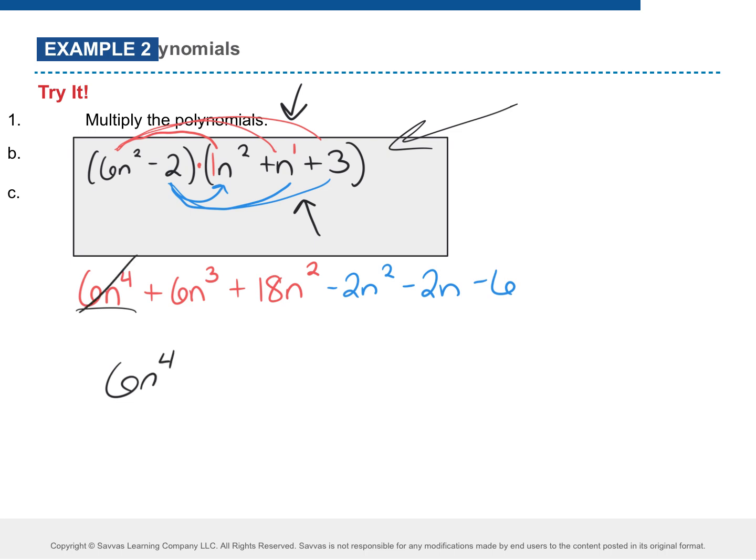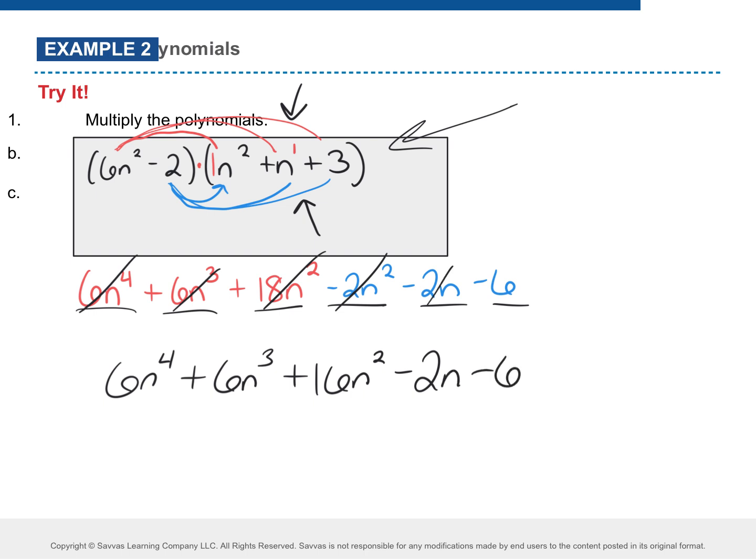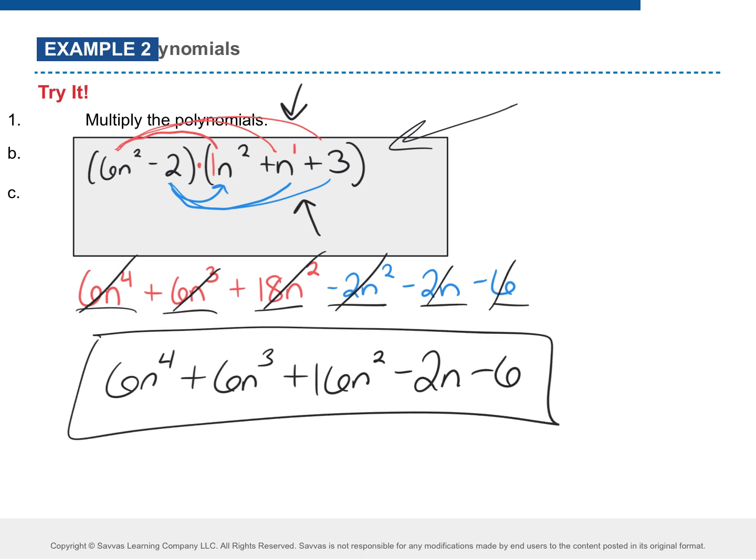What's next? 3. Yep. Does it have a like term? Nope. So we have 6n cubed. Next, these two, right? 18 minus 2 is 16n squared. What do I do with these last two terms here? Yep. Now am I done? Yes. Once you're in simplest form and you have standard form, you're done.